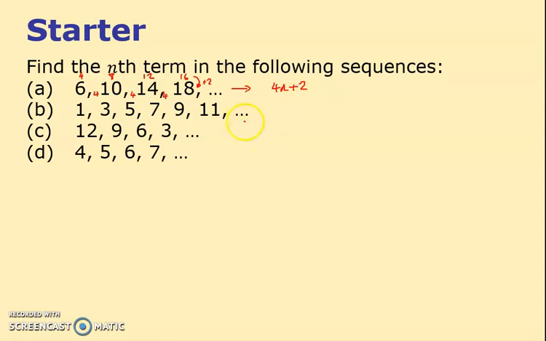So can you try and find me the nth term for the other 3, please? Pause the video and see what you can get. Look, I'm hoping you have found these. These go up in 2s, so these are 2n. But 2n goes 2, 4, etc. So I'm going to reckon that must be 2n minus 1.